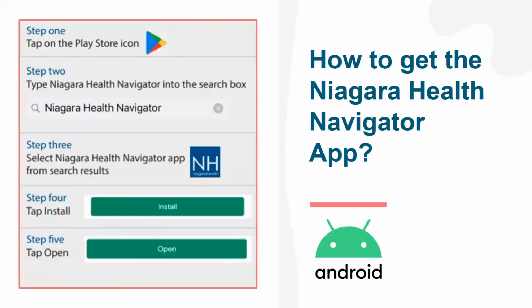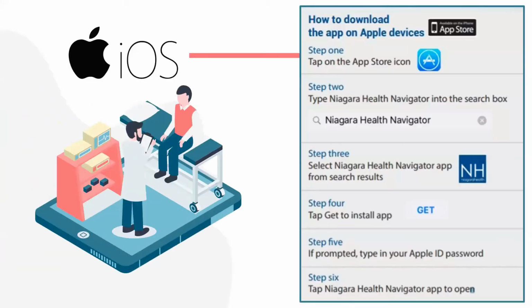So in order to download the Navigator, there's 2 ways you can do it. If you have an Android, you can go into the Google Play Store, tap on the Play Store icon and look for Niagara Health Navigator, and then you can select install and open. From an iOS device, it's very similar. You're going to click on your Apple app, which is up here, and click on Niagara Health Navigator and select the tile and select Get, and it will prompt you likely for your Apple ID unless you have it set up not to do so. And then you can tap the Navigator app to open it.